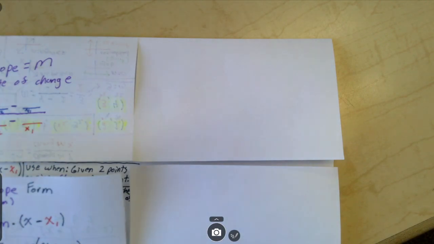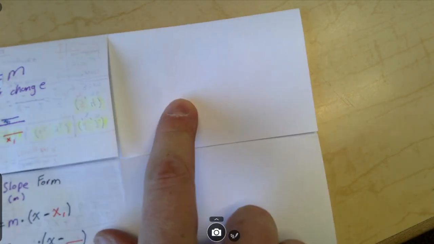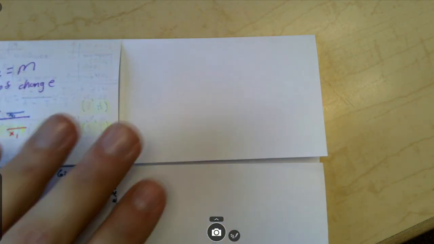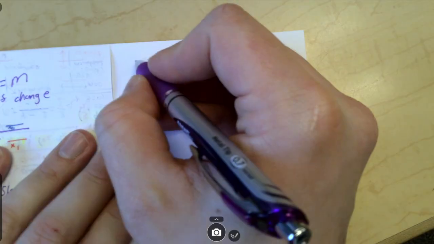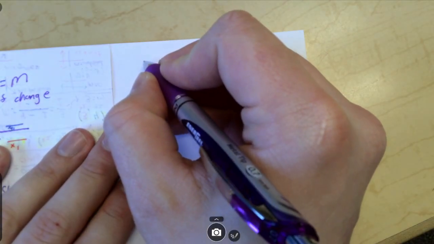Hello and welcome. Today we're going to be finishing up our flip books. First up, we are in the upper right hand corner. So this tab of our flip book is going to be called Slope Intercept Form.